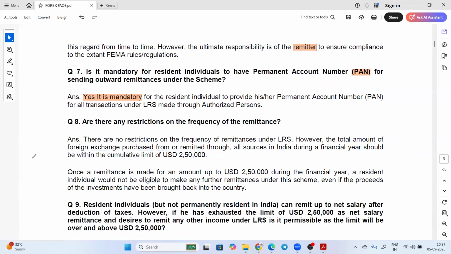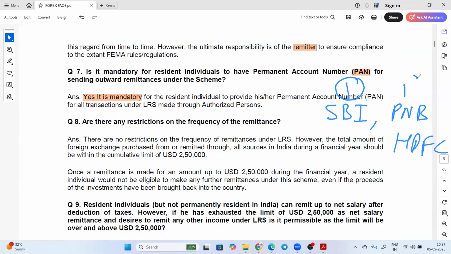Sometimes there is confusion that a customer will think he has made some payment in SBI, some in PNB, and some in HDFC. Suppose he has remitted 1 lakh USD in SBI and 1 lakh USD in PNB, so he is thinking of doing another 1 lakh USD in HDFC. That is not possible.